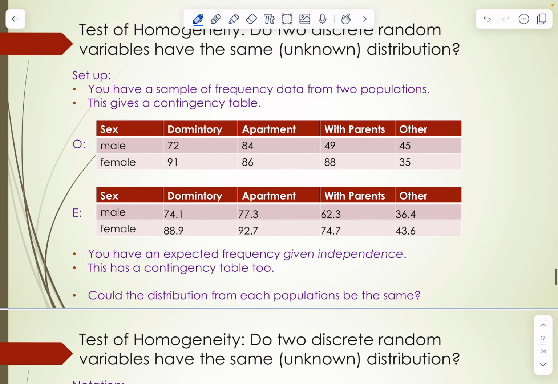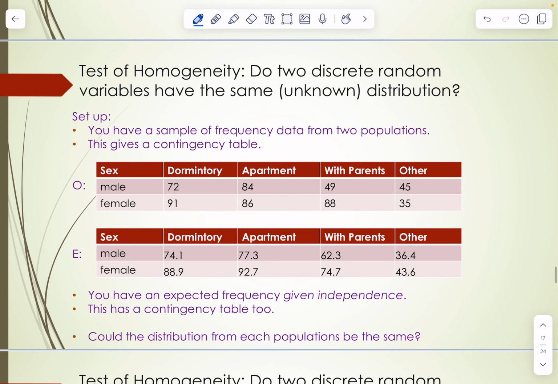Again, I'll be looking at these. Interested to see what you have. Okay, now this is the last test that we'll be talking about. We're nearly done. So, test of homogeneity. Do two random variables have the same unknown distribution? So we've got two discrete random variables. Do they actually have the same distribution? All right, so here's an example.